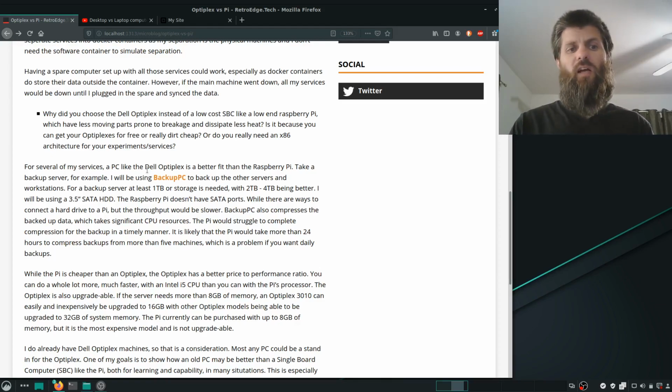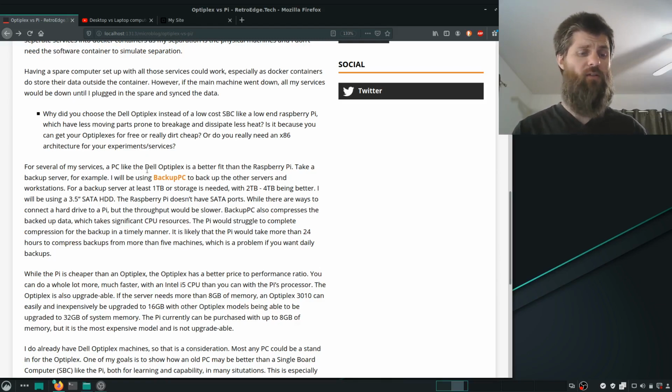Why did you choose the Dell Optiplex instead of a low-cost single board computer like a low-end Raspberry Pi, which has fewer moving parts, so doesn't have a fan that is going to break, and dissipates less heat? It's going to use less energy, doesn't have as many moving parts, going to get less hot? Is it because you can get your Optiplexes for free or really dirt cheap? Good question. Or do you really need an x86 architecture for your experimental services?